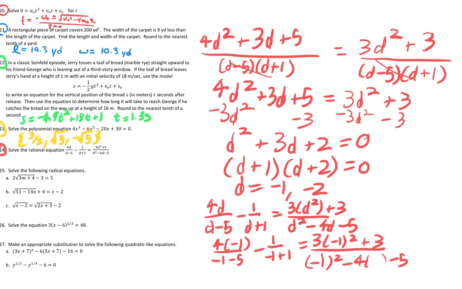So I'm going to go back through, and I'm going to plug in negative 2. And when I plug this into my calculator, we get 15 over 7 is equal to 15 over 7. So we know that d is going to equal negative 2.